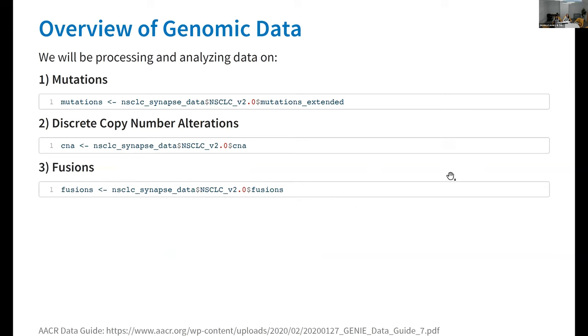To recap the genomic data that is available in GenieBPC, we'll be processing and analyzing data on mutations, copy number alterations or CNA, and fusions. The names of each of those objects are listed here, and more information about them can be found in the genomic data guide hosted by AACR.